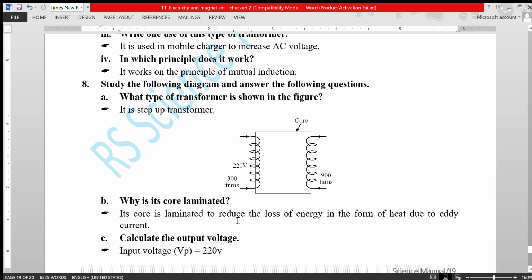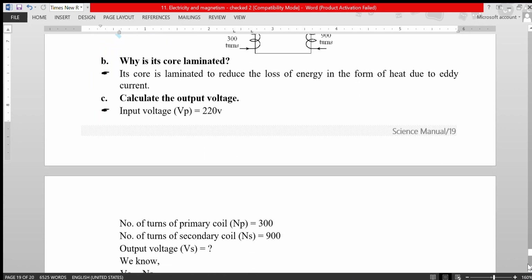Why is its core laminated? Its core is laminated to reduce the loss of energy in the form of heat due to eddy current. Calculate output voltage. We can easily find output voltage as previously done.